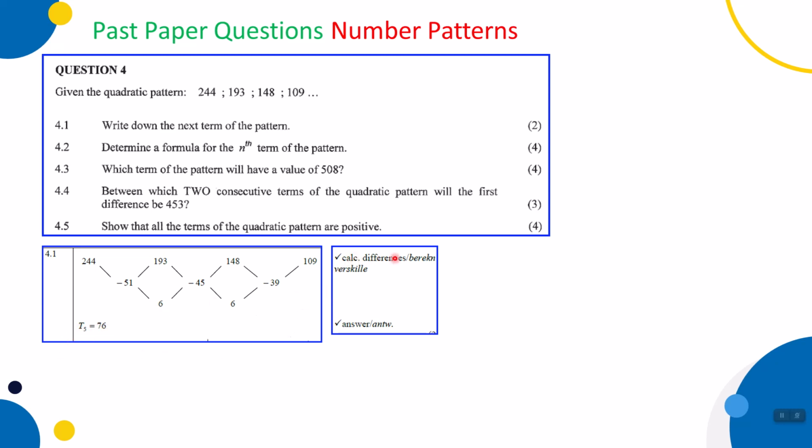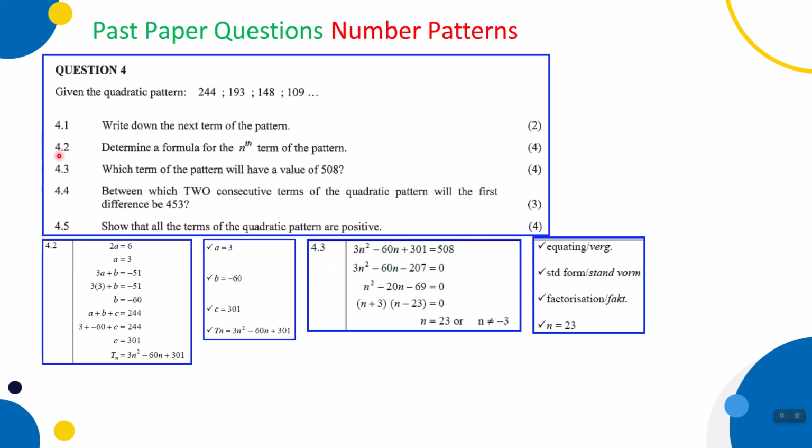So you get a mark there for calculating the first and the second differences. And you get a mark there for your answer for T5 equals 76. Right, now for 4.2. Determine a formula for the nth term of the pattern, 4 marks.